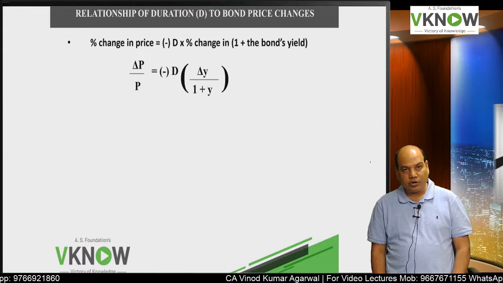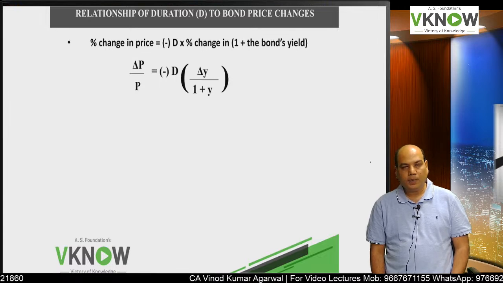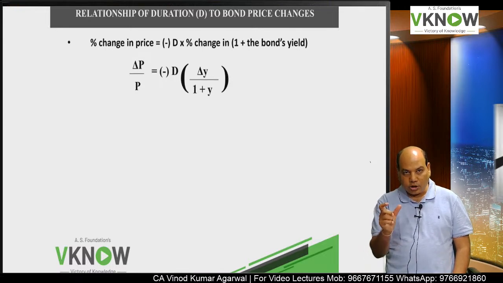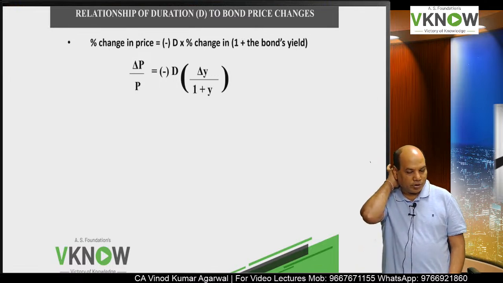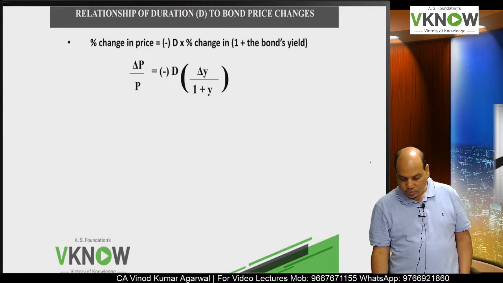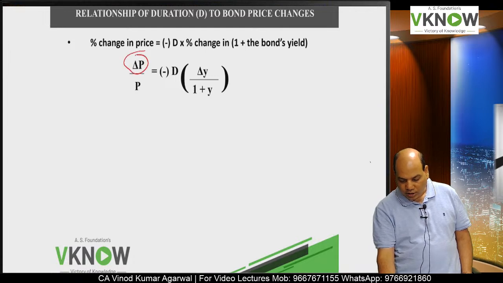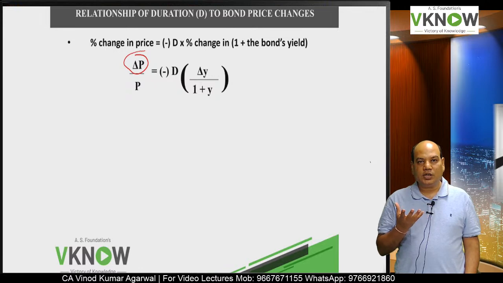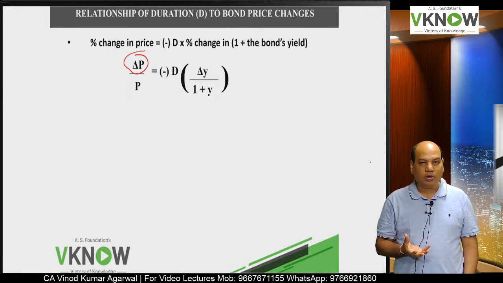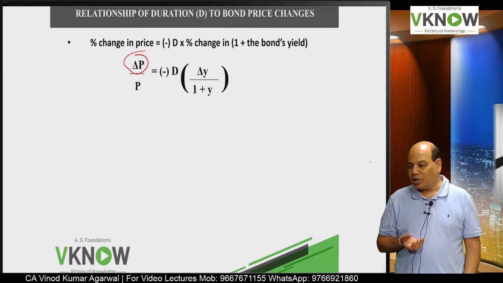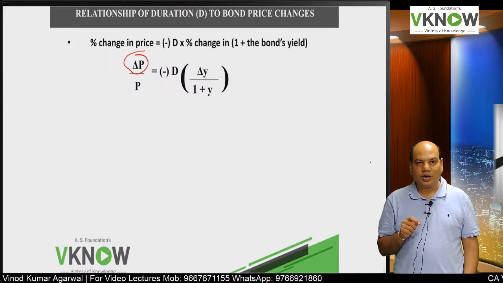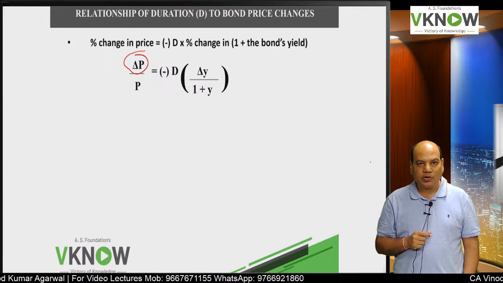Percentage change in price is equal to minus D into percentage change in 1 plus bond's yield. That is a relationship. Now we'll put it mathematically. What is this triangle symbol? It is called delta. It is a symbol of change. So delta P means change in the price of the bond divided by the original price of the bond.